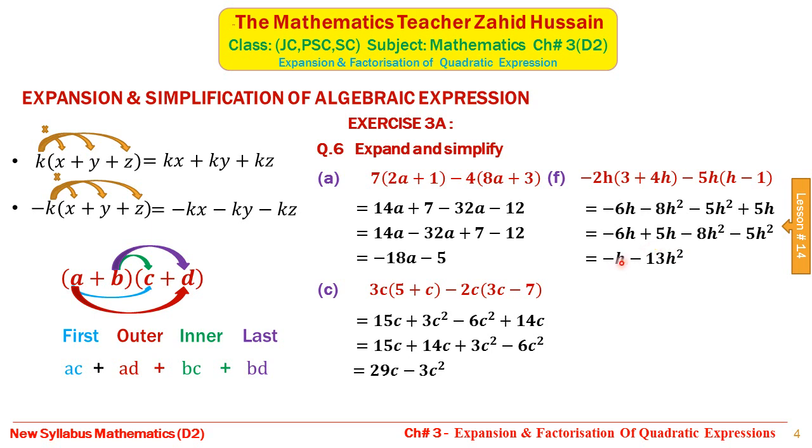So this becomes minus h minus 13h square. So this is your question number 6. I have solved 3 parts of this question. So try the other parts yourself.